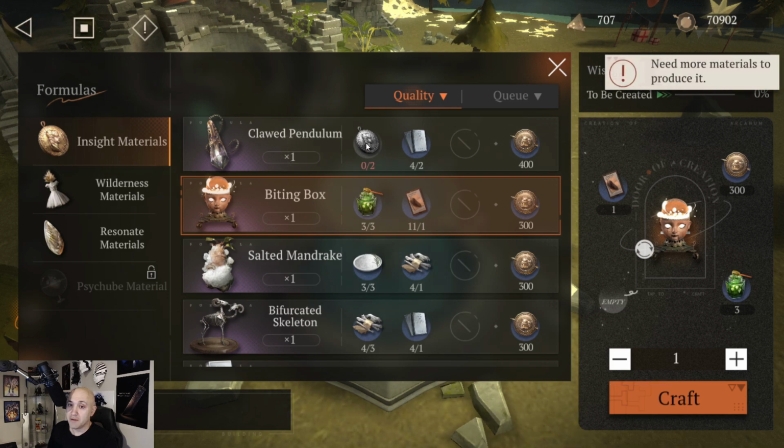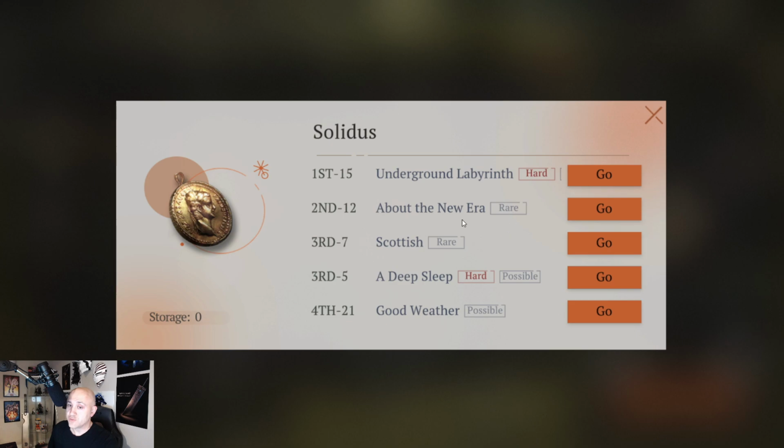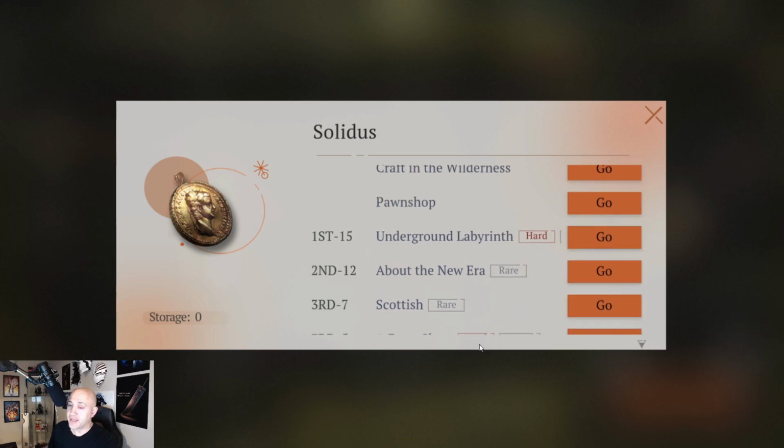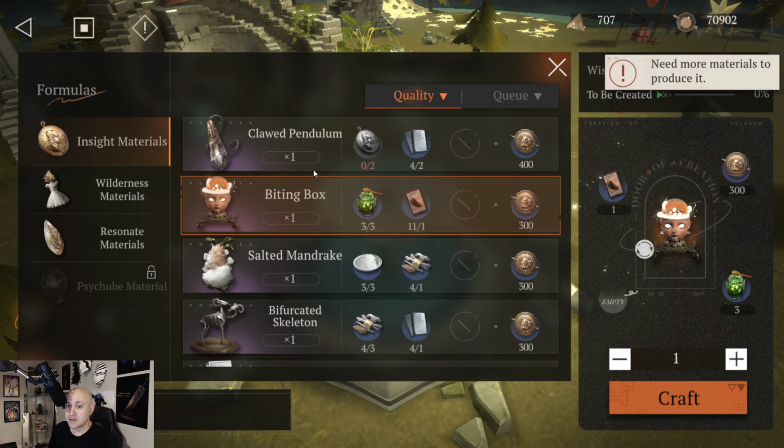If you guys look here, right, Solidus is, like they said, a nightmare to farm. It's rare. It's hard. It's possible. But again, it's super, super hard to get. And I agree with them. So farming this is better than crafting it. So keep that in mind when you're doing that.